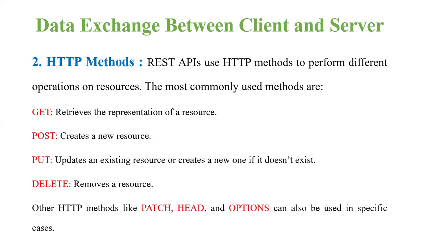And next, HTTP methods. REST APIs use HTTP methods like GET, POST, PUT, DELETE to perform different operations on resources. Most commonly used methods are GET, POST, PUT, and DELETE. GET helps you to retrieve the representation of the resources. POST helps you to create a new resource. PUT will help you to update an existing resource or create a new one if it does not exist. And DELETE will help you to remove the existing resources. Other HTTP methods like PATCH, HEAD, and OPTIONS can also be used in specific cases.